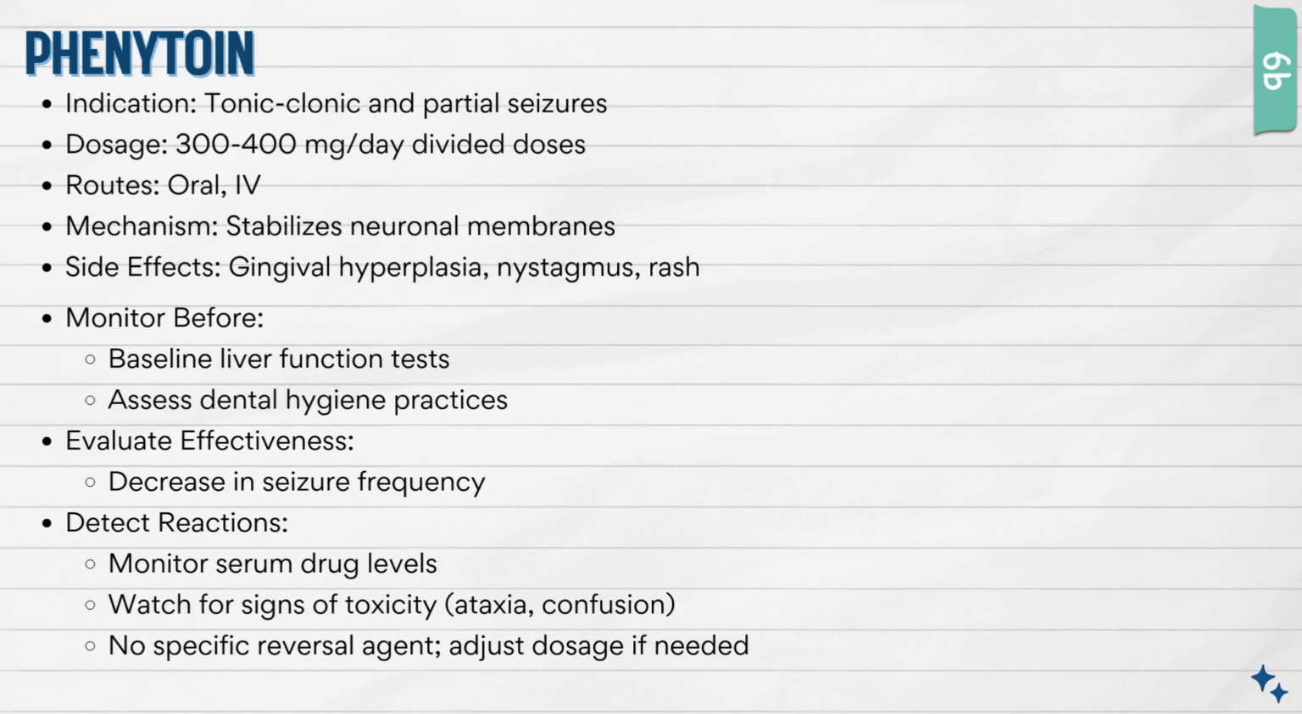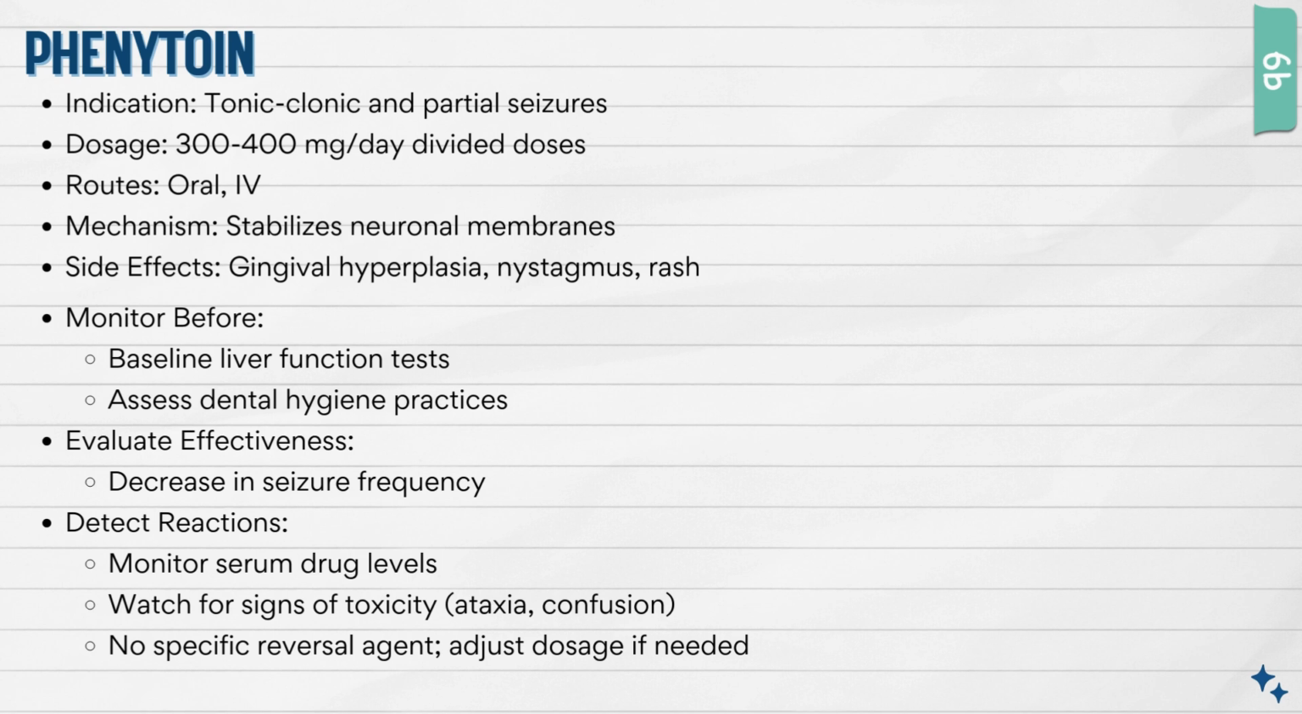So phenytoin: this one is widely used for tonic-clonic and partial seizures. The dosage, like I said, is 300, 400 in divided doses in the day. It can be given orally or IV. Phenytoin works by stabilizing the neurons and reducing that repetitive firing, a very similar mechanism of action to others. Common side effects include gingival hyperplasia. When taken over time, it can cause the overgrowth of gum tissue. Not sure I've ever seen that, but apparently it can do that.